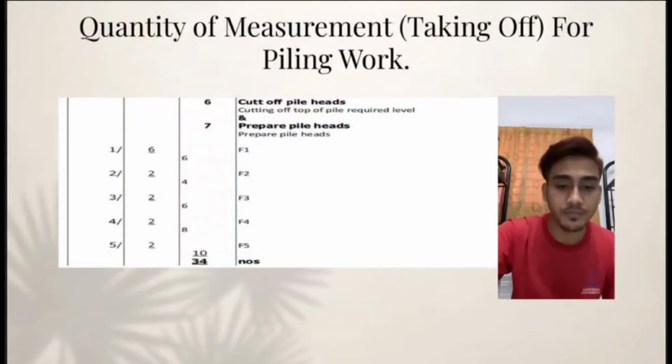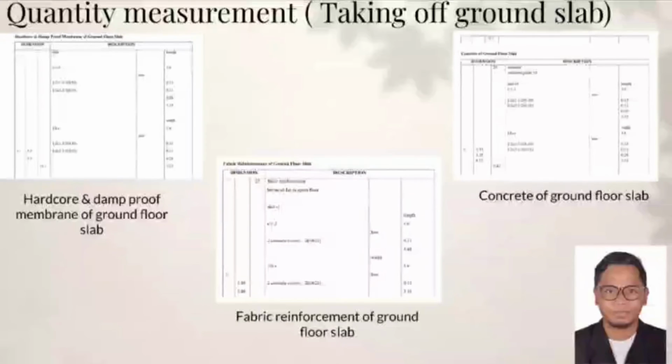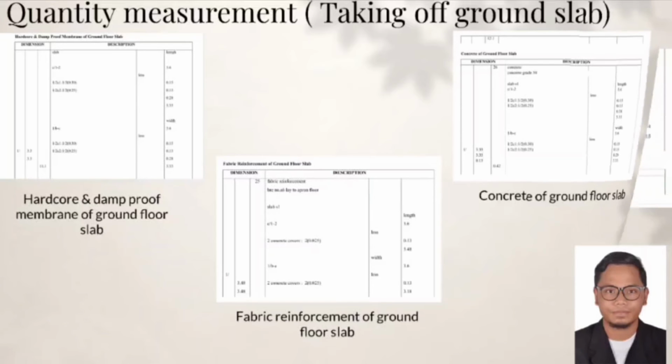Thank you. Hi, Assalamualaikum. My name is Muhammad Azim bin Abdul Basir. For quantity measurement taking off of the ground slab, I already did the calculation. First is hardcore and damp proof membrane of ground floor slab. Second, fabric reinforcement of ground floor slab. Third, concrete of ground floor slab.